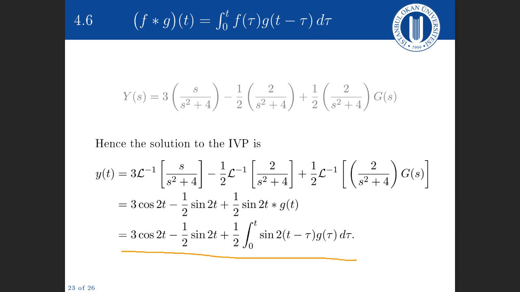Now there's something I've done here, which is I've swapped g and sin 2t to get the final answer. Remember, f convoluted with g is the same as g convoluted with f. So I've swapped the order and then I've put them in the formula. So this is the solution to the initial value problem for any function small g.